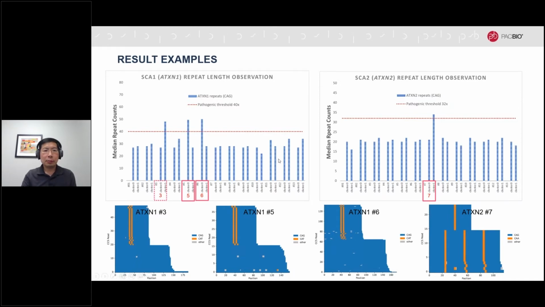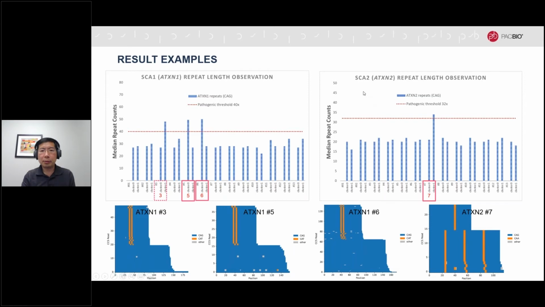For sequencing reads on the SCA1 related region, we see 3 samples with repeat expansion above the pathogenic threshold. Samples number 5 and 6 are confirmed cases in clinical diagnosis. Sample number 3 was an undiagnosed sample.